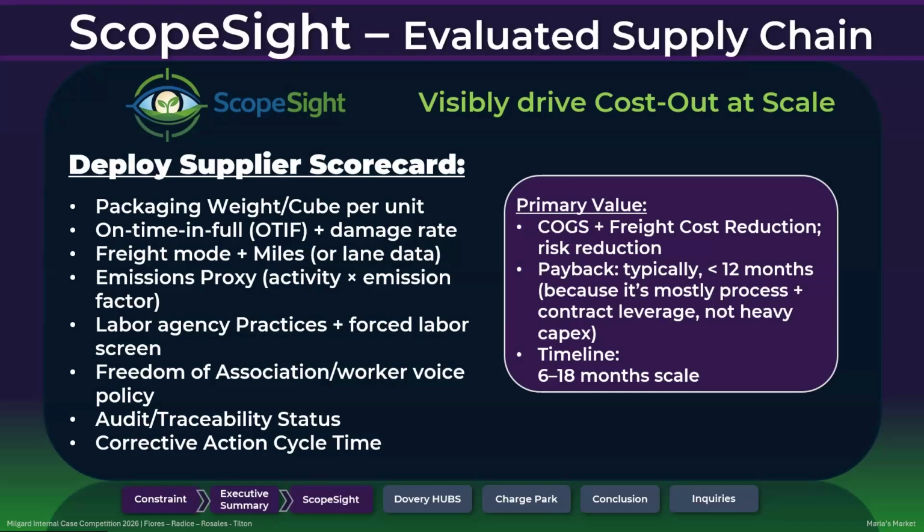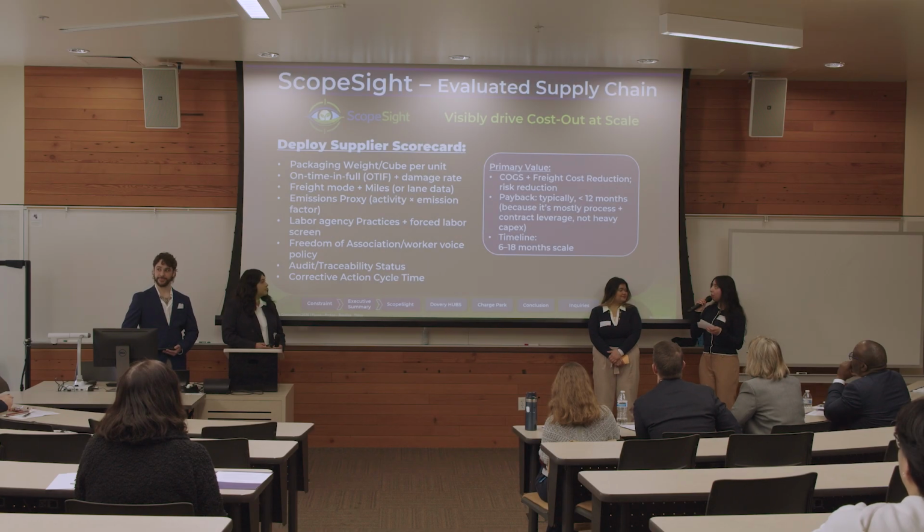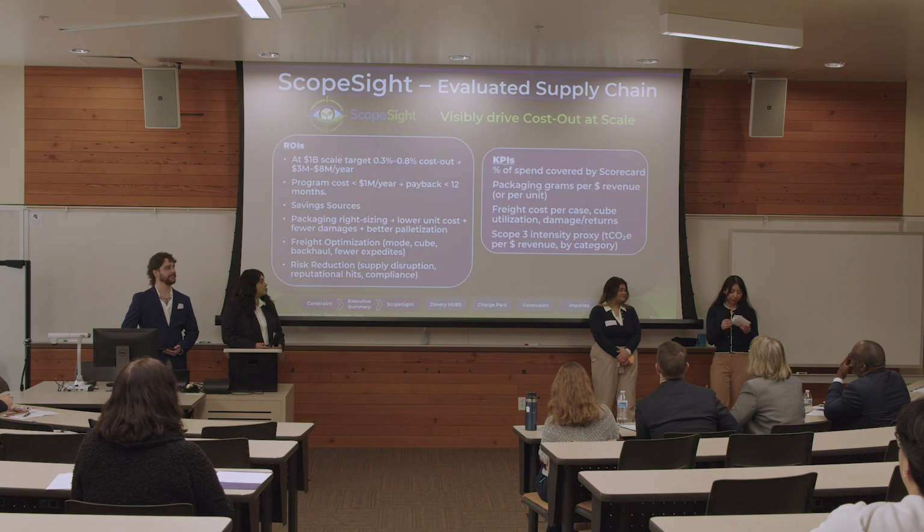The primary value is cost of goods sold and freight reduction, with typical payback under 12 months because it's mostly process, contract leverage, and not heavy capex. Scaling from 6 to 18 months. Financially, here's what that looks like at a $1 billion scale and what leadership measures monthly.